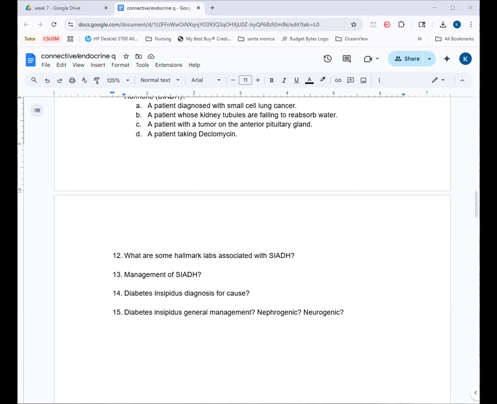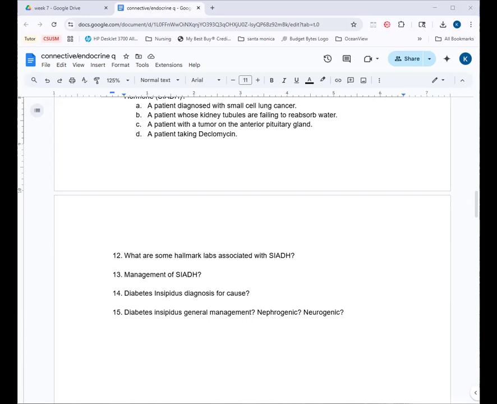So for SIADH, we're looking at dilutional hyponatremia, because SIADH is soaked inside, SI. For osmolarity, we're looking at hypoosmolarity. And au contraire for the urine gravity, you're looking at increased urine specific gravity, greater than 1.030.